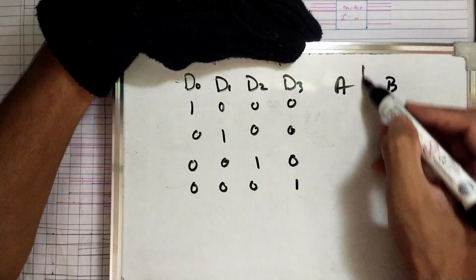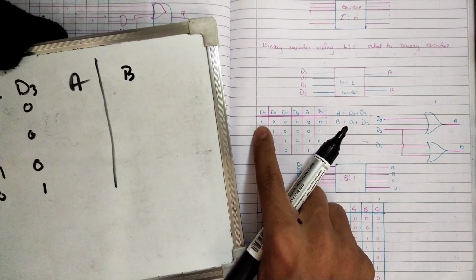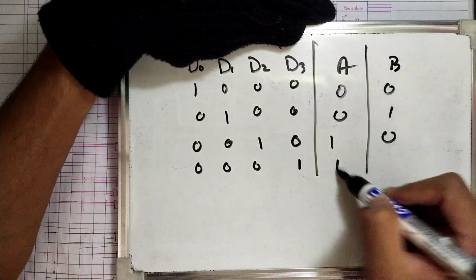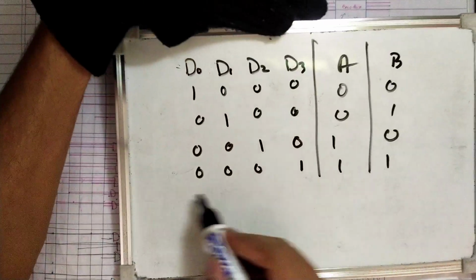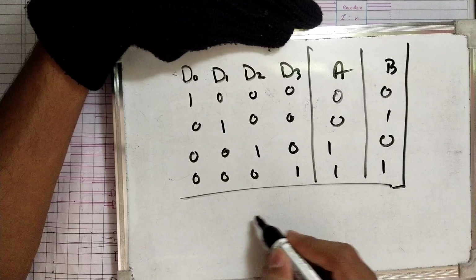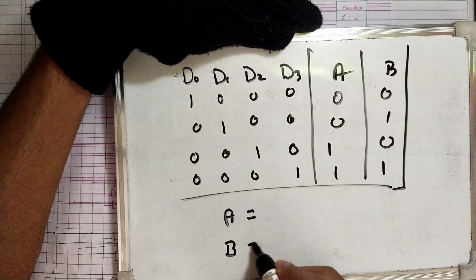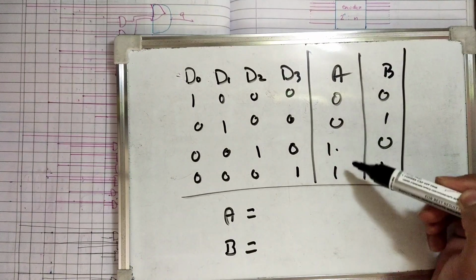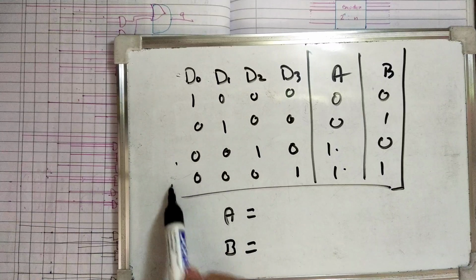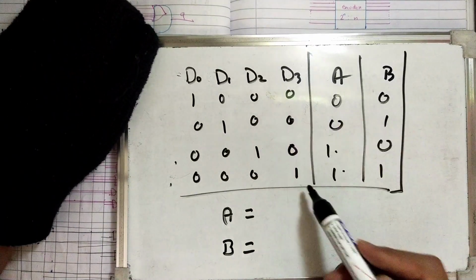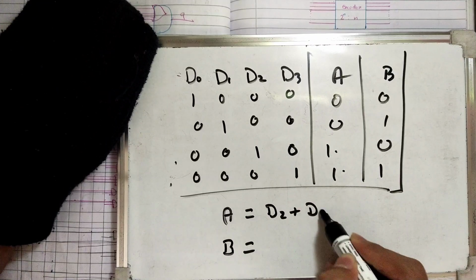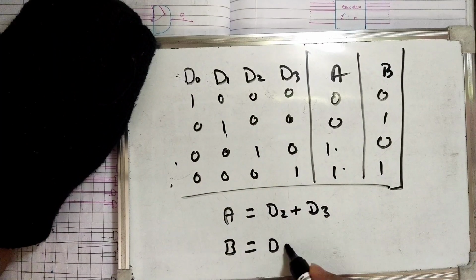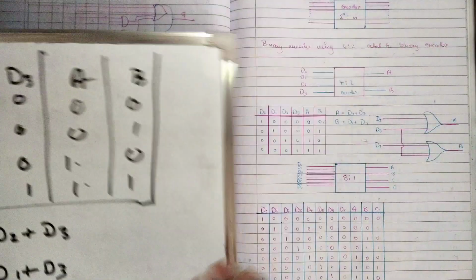Now for A and B, this part will be the same: 0 0, 0 1, 1 0, 1 1. Same thing we are writing. Now how to get the expressions? Output A equals what, and output B equals what? As you can see, for A, D2 is active and D3 is active. So you write A = D2 + D3. Now in B, D1 is active and D3 is active. So you write B = D1 + D3. The same thing I have written here.